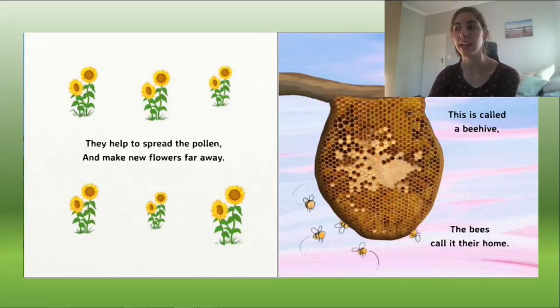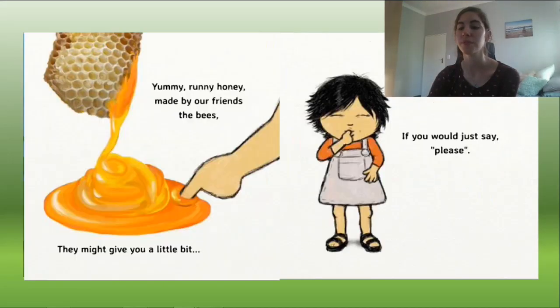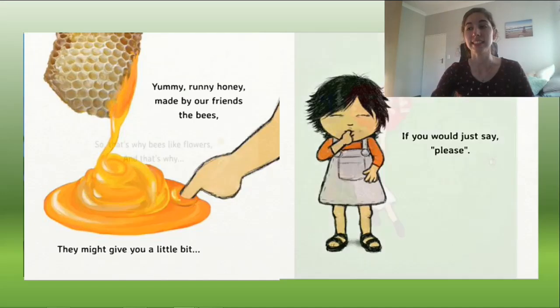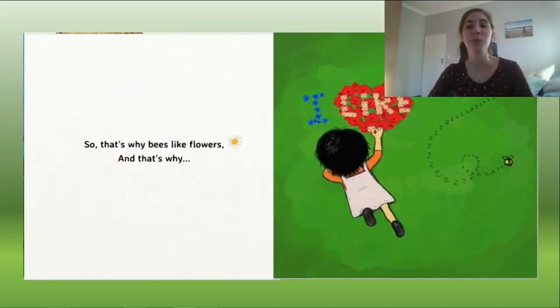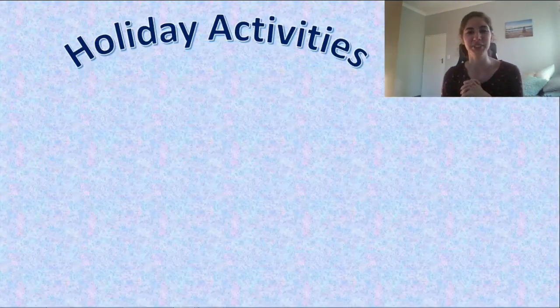This is called a beehive. The bees call it their home. The queen lays her eggs in there, inside the honeycomb. Bees use their nectar to make honey in the hive. They feed it to their babies when they finally arrive. Yummy, runny honey made by our friends the bees. They might give you a little bit if you would just say please. So that's why bees like flowers, and that's why I like bees. The end! Yay! I hope you guys enjoyed that story.